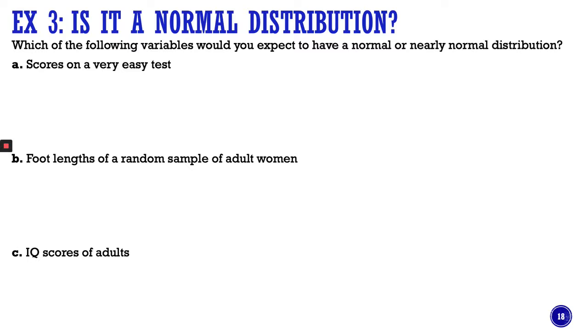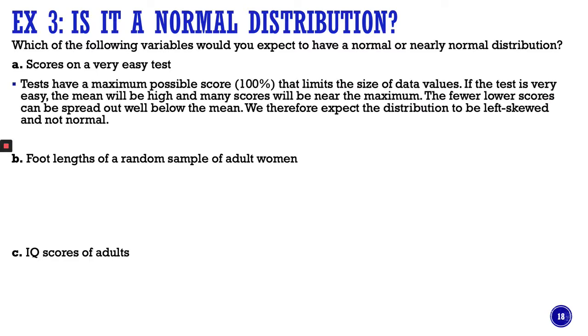Which of the following variables would you expect to have a normal or nearly normal distribution? Okay, scores on a very easy test. Well, tests have a maximum possible score, 100%, that limits the size of the data values. If the test is very easy, the mean will be high and many scores will be near the maximum. The fewer lower scores can be spread out well below the mean. We therefore expect the distribution to be left skewed and not normal. So that means you'd have a tail going off to the left side.